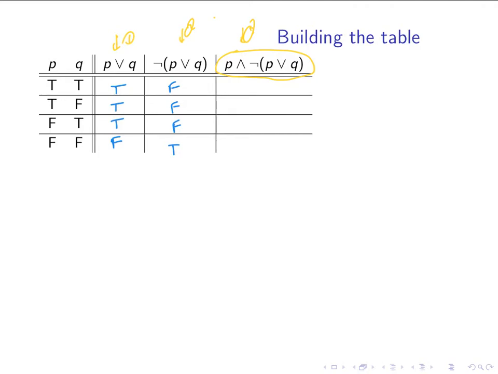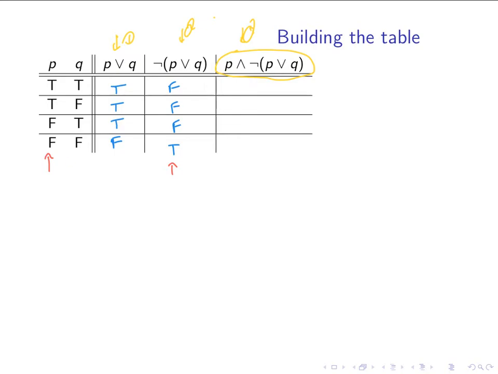propositional logic expression. And then finally, I have P and not (P or Q). So the P column, let me mark it. The P column is over here, and the column for not (P or Q) is here. So this column is the AND operation applied to two columns that I already know.